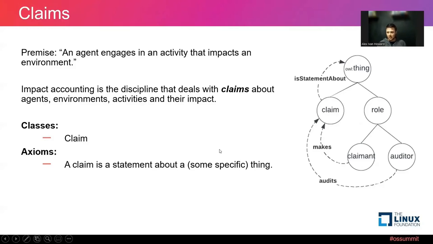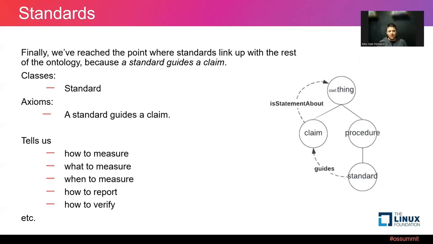And this brings us to the next question, possibly the most important. Where do standards fit into this ontology? Standards guide claims. You will remember that we said activities are guided by procedures, or procedure guides an activity. Now, a standard is, in a certain sense, a very special procedure. It's a specific type of procedure. And what it guides is the activity of making a claim about something.